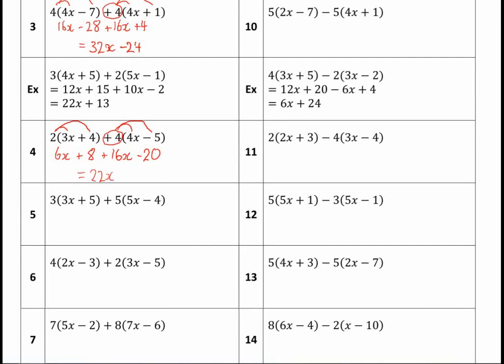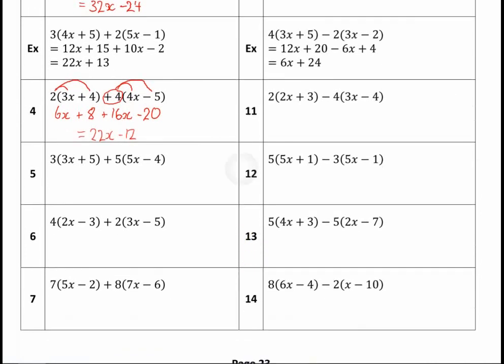Now, negative 20 plus 8 would be negative 12. So I should say negative 20, really. And that's the answer to that one. Again, pause the video and mark the others.